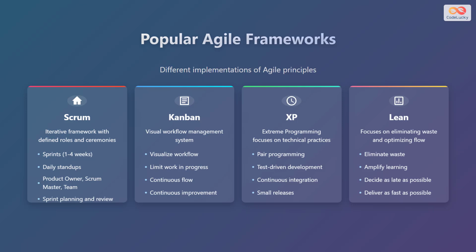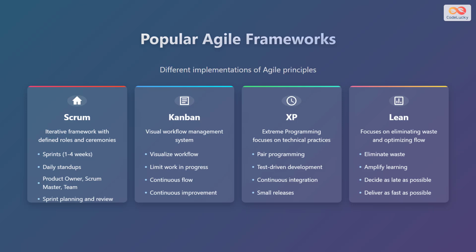Here are some of the most popular Agile frameworks, which are different implementations of Agile principles. First, there's Scrum, which is an iterative framework with defined roles and ceremonies. Key points include sprints of 1 to 4 weeks, daily stand-ups, the presence of a product owner, a Scrum Master, a team, and sprint planning and review.